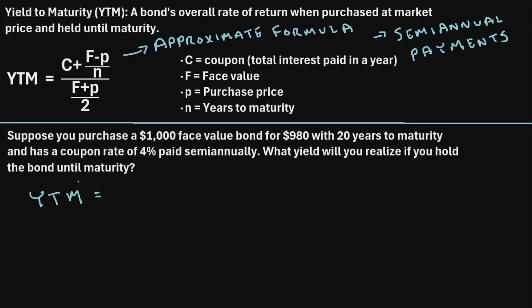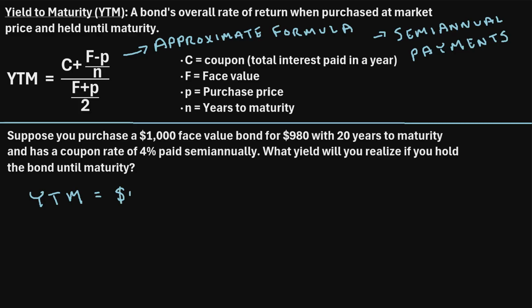We'll say YTM, the yield to maturity, is C. Now C is the coupon, so that's the total interest paid in a year. So we're told that the coupon rate is 4%. So 4% of $1,000 is $40. And yes, we are getting paid semi-annually, but in this formula, the C is just the total interest that we're getting paid in a year. So in this case, we're going to use $40 for C.